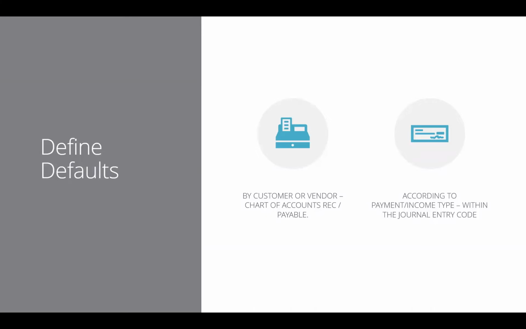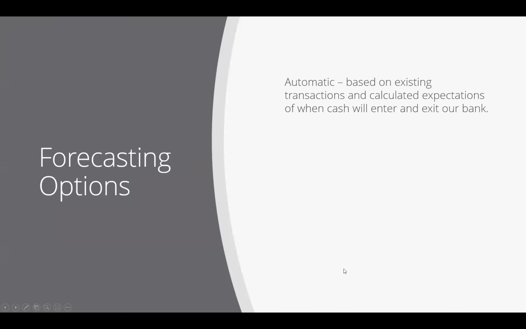The cash flow forecast shows you when you should expect to receive money and the effect that will have upon the cash of your business at a given time. So there are 3 forecasting options. We have automatic, which is based on existing transactions and calculated expectations of when cash will enter and exit our bank. Then the manual option, where entries are manually recorded and then populated as provisional entries.